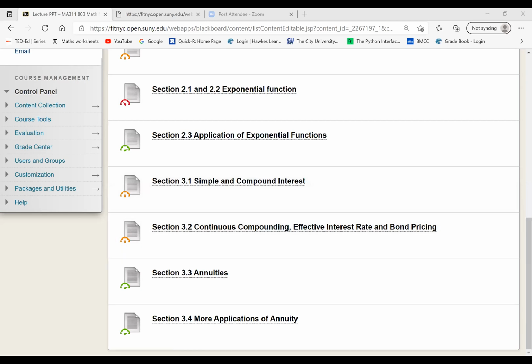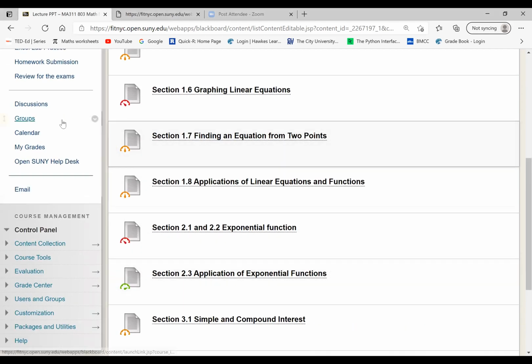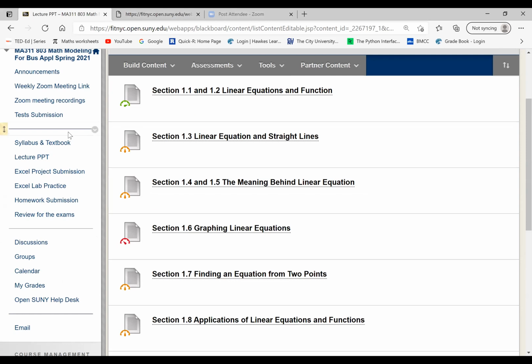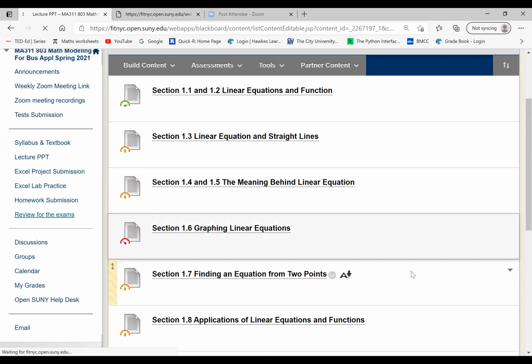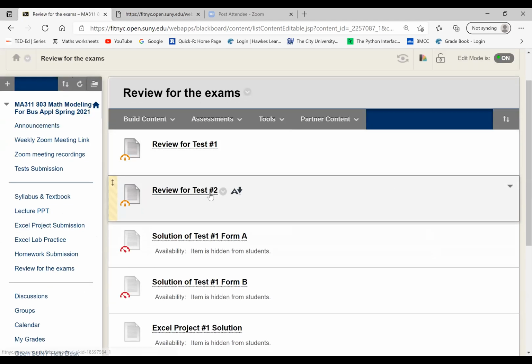Let me give you the date. That will be the tentative date. So April 16th, you take the second exam. Let me see if I posted the review sheet for the second exam. It's only about chapter 3, right? So 3.1 all the way to 3.4. So it covers 4 sections. I do have a review sheet. Yes, it's available. Review test 2.